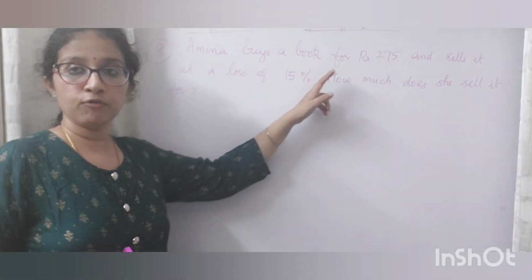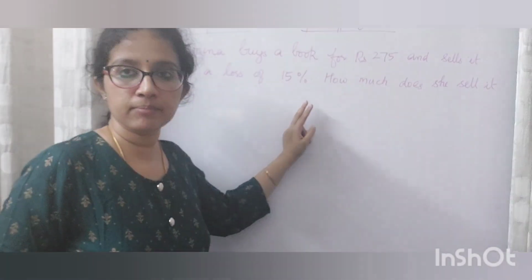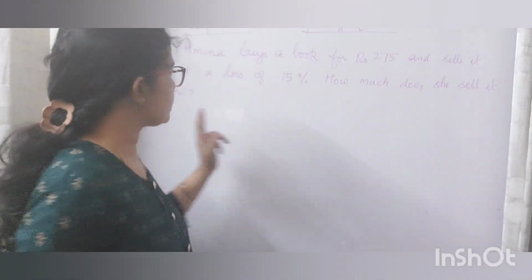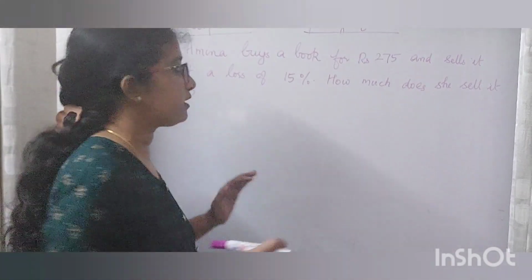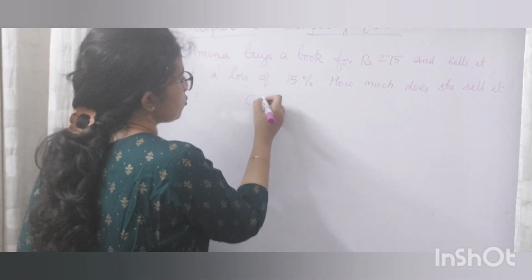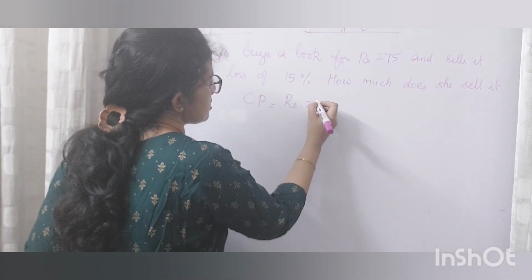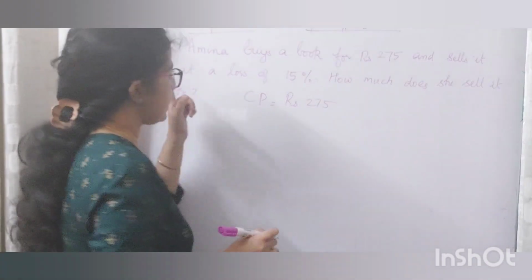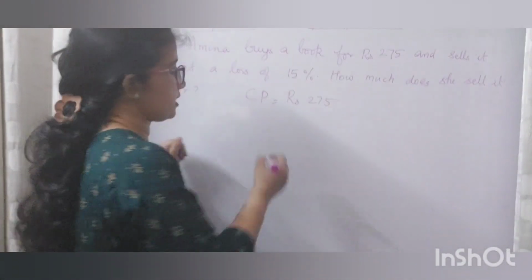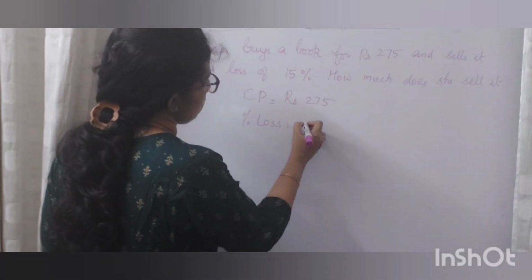Amina buys a book for rupees 275 and sells it at a loss of 15%. How much does she sell it for? Now what are given here? Amina buys a book for rupees 275. So cost price is equal to rupees 275. Okay, and sells it at a loss of 15%. So percentage loss is equal to what?